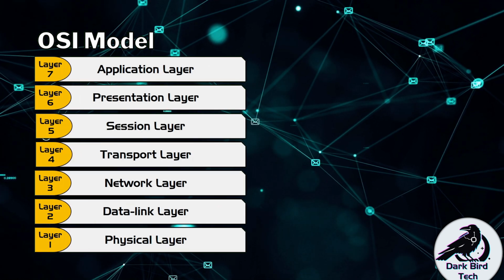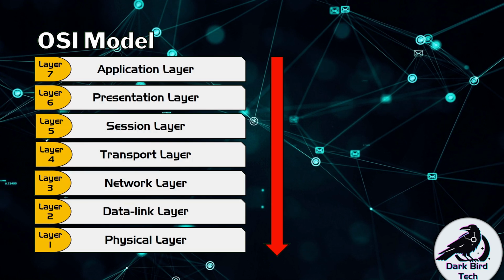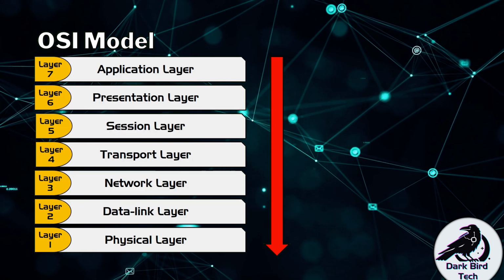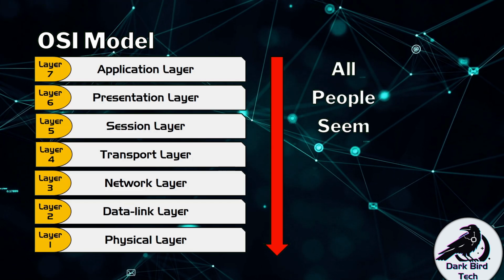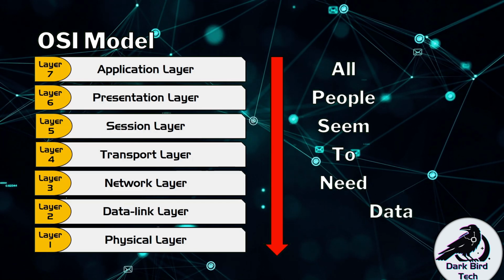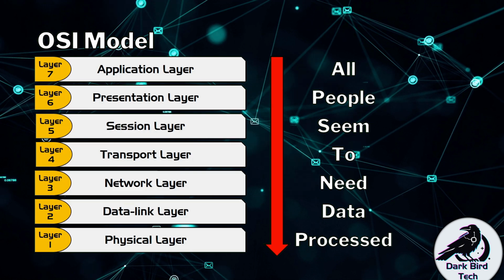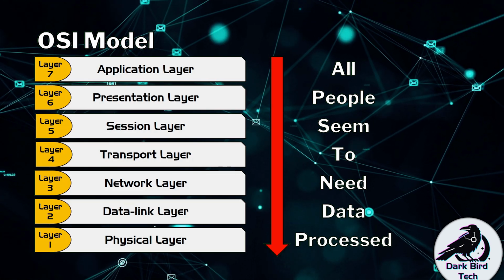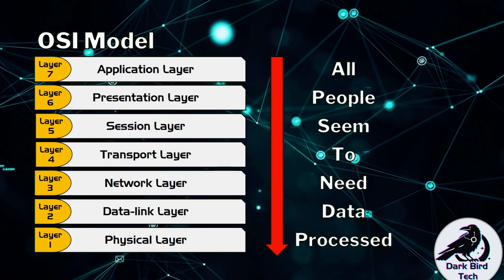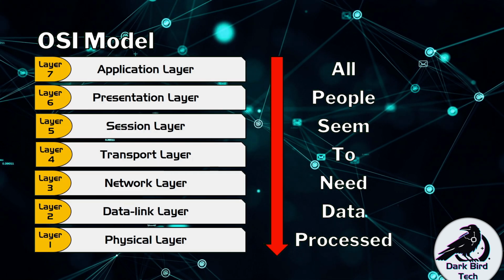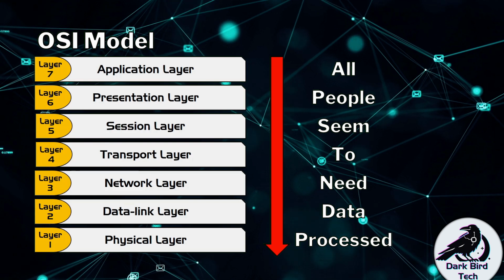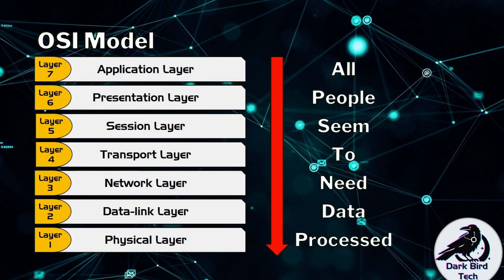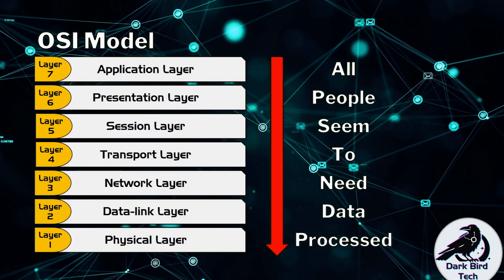So I've got a little rhyme that I like to say to myself that works from layer 7 down to layer 1. And that rhyme is, all people seem to need data processed. I personally use that one, and I use it to this day, even though I've been working with networking for more years than I'd like to admit. Now, the reason why I like this one is it's a very easy rhyme, and it's very, very IT, very, very networking sounding related. So it's easy to remember.